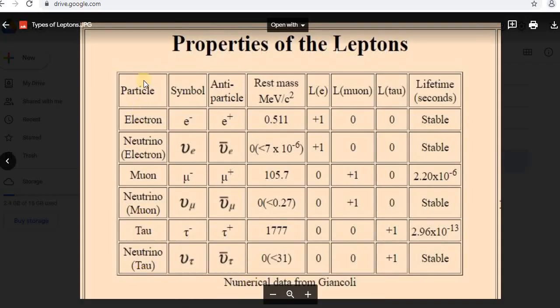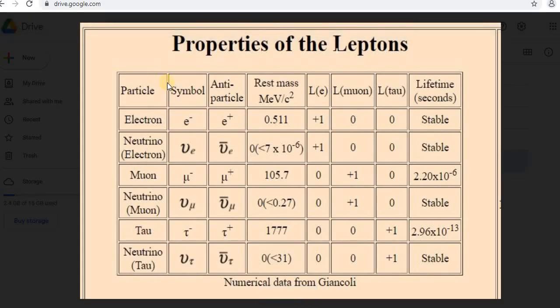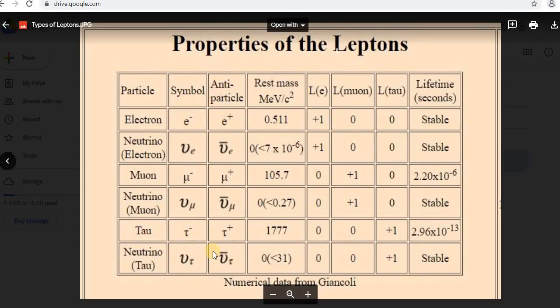Okay, you can see the particle. Leptons are all fundamental particles. Then the symbol, the antiparticle, is also given. These 3 columns are important. The first 3 columns in this table are important.